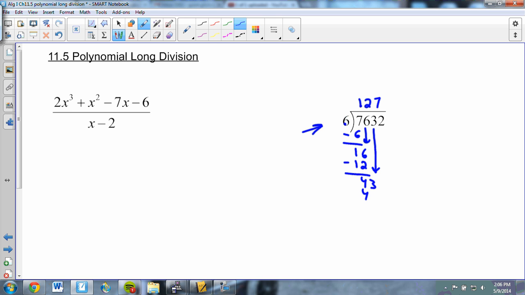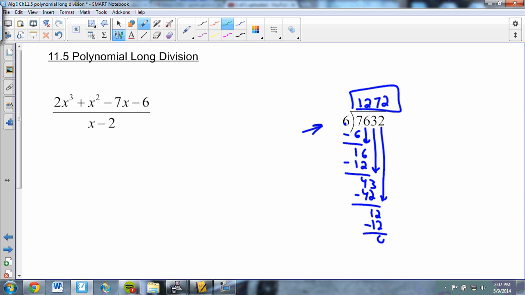So 6 times 7 is 42. Subtract, I get a 1. Drop down this 2. 6 goes into 12 twice. 2 times 6 is 12. Subtract that, I get a 0. And that's my quotient. 7,632 divided by 6 is 1272.